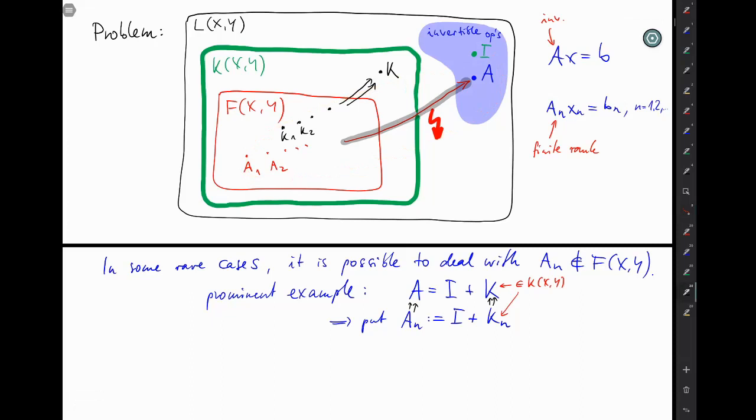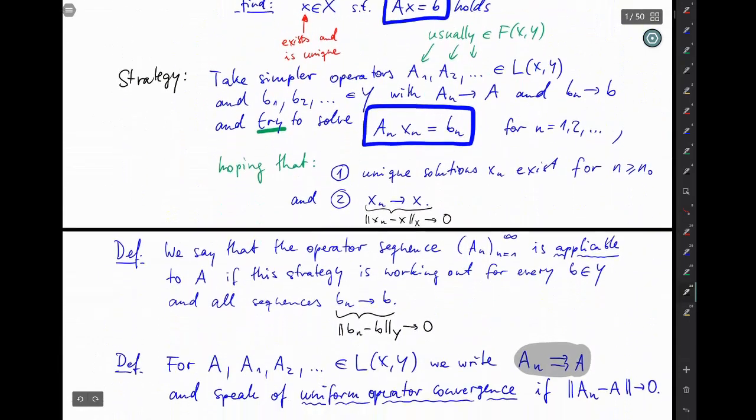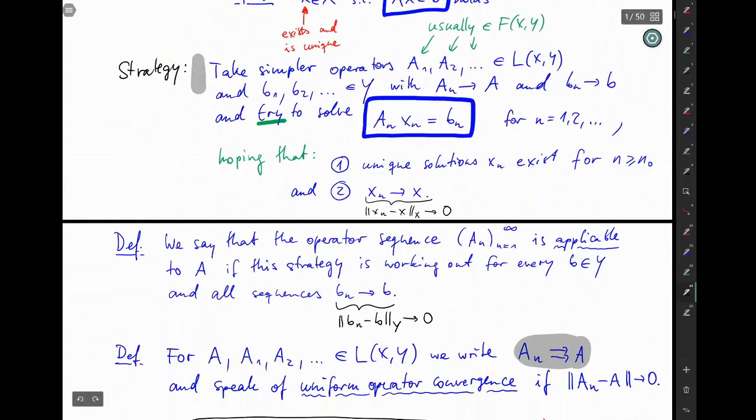So let's for the moment stick to the situation where we have uniform convergence, and let us then study how chances are that this strategy will work out, or in other words, that our operator sequence will be applicable to the operator A.